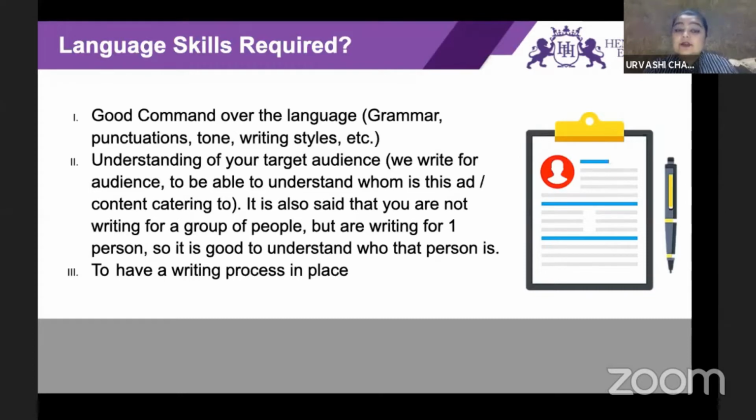It's also said that you're not writing for a group of people, but you're writing for one person. So it's good to understand what that individual's requirement is. Here, we are catering to individuals of same needs, same wants, same desires. So we are talking about the common needs, the common wants and the common desires of that person. So here, it's a process that we follow.